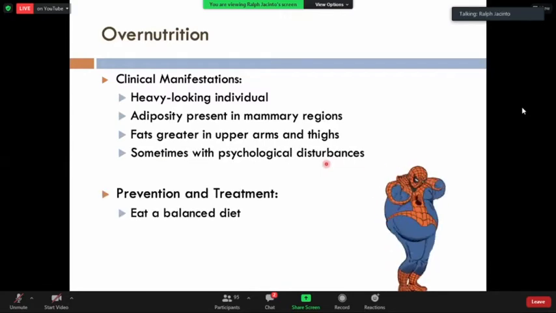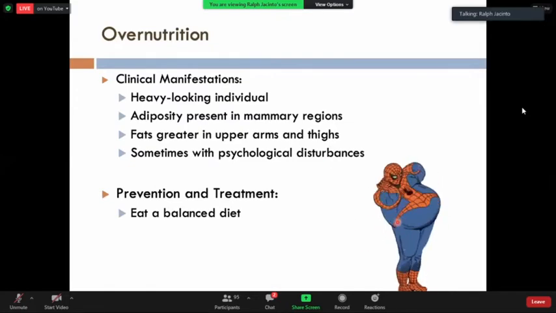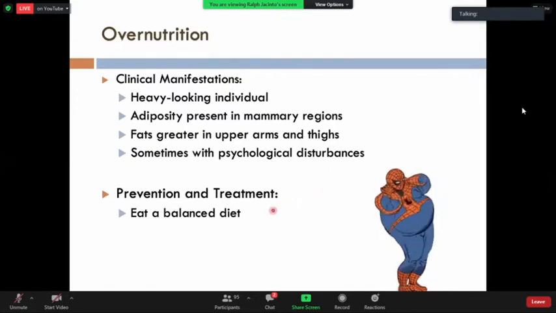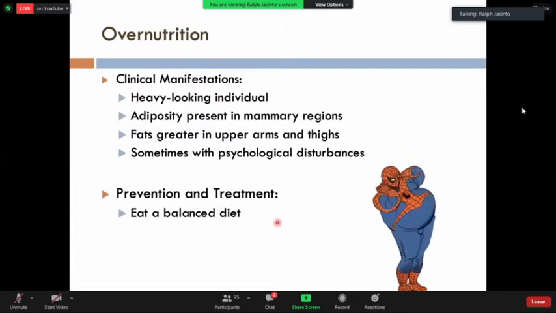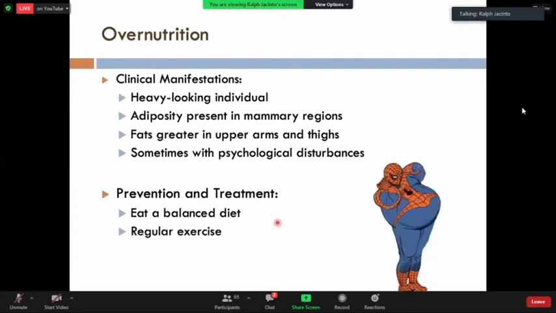So this is, for example, Spider-Man during the pandemic, he becomes obese. In order to prevent this, we have to eat a balanced diet and exercise regularly. But it's easier said than done, right?